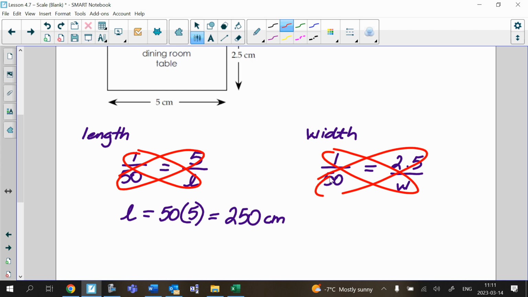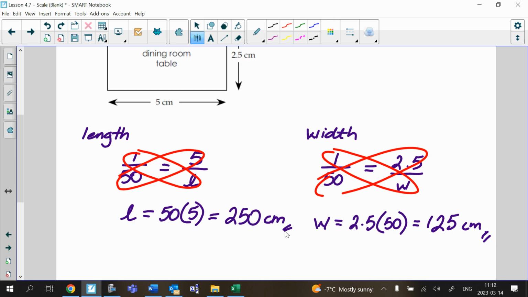Cross multiply to solve. 1 times W is W. That will equal 2.5 times 50, which gives us 125 centimeters. So the actual width of the table is 125 centimeters. So that's going from a scale diagram to figure out actual or real dimensions.